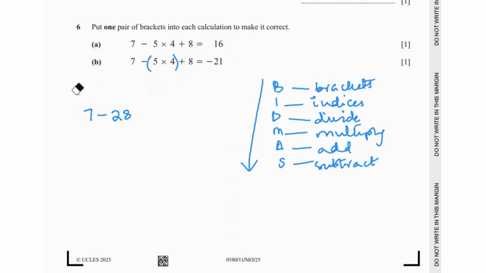Now let's figure out the first one. What if we add the brackets around 7 minus 5? 7 minus 5 is 2. Then we have 2 times 4 plus 8. 2 times 4 is 8. 8 plus 8 is 16, which is exactly what the question is asking us to show. So this is where your brackets will come. So for this, use trial and error. Remove your brackets, place them somewhere else, and see which gives you the given answer.